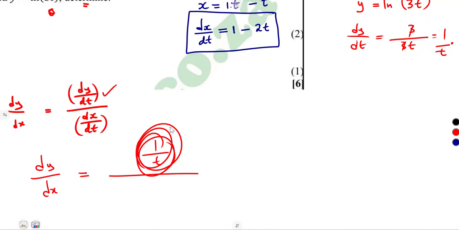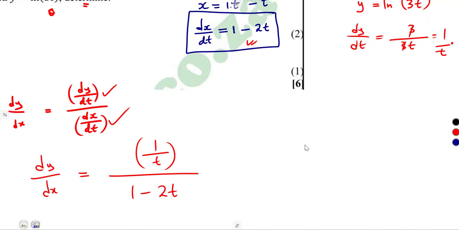I have to put a bracket here because it's a single fraction. I'm treating this as a single term. dx/dt, I also have this one, dx/dt, which is 1 minus 2t. So this is it.